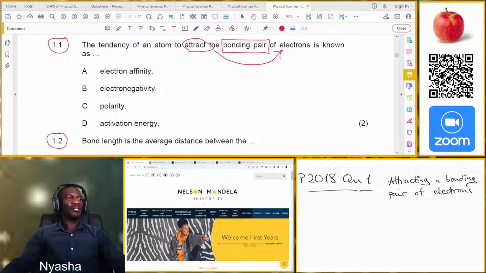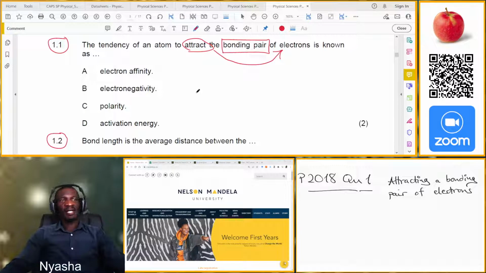So in your understanding of chemical bonding, what would be the property, this tendency? Is it electron affinity? Is it electronegativity? Is it polarity? Is it activation energy? In other words, define each and every one of the terms. Define each term and come up with your suggested reasoning, the correct answer.